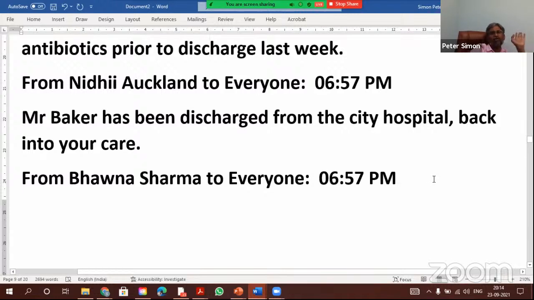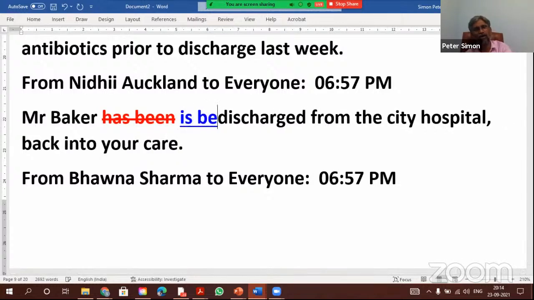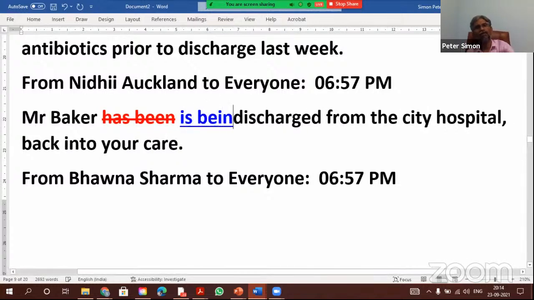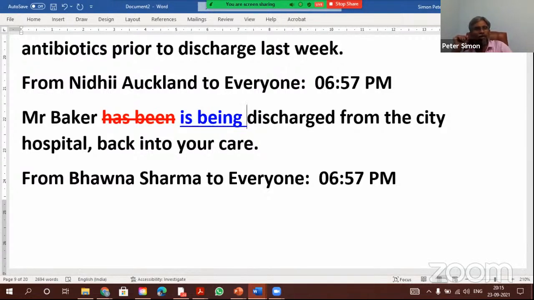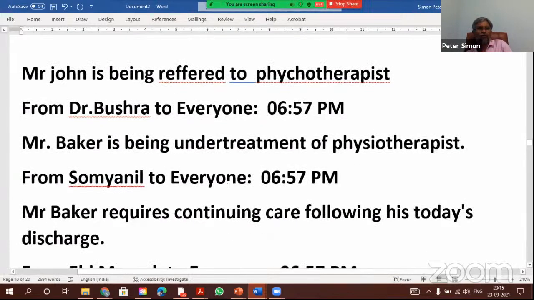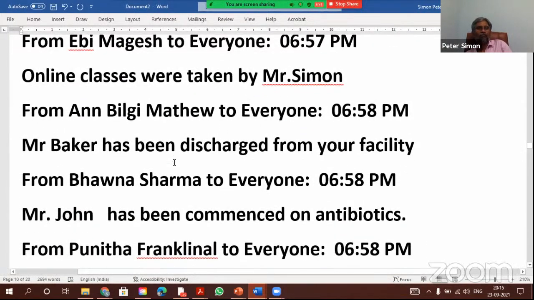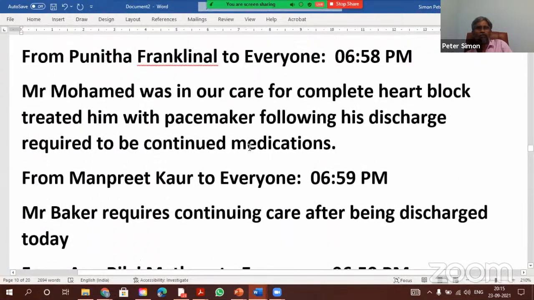Mr. Baker has been discharged from the city hospital back into your care. Has been discharged means finished? No, is being discharged. Now has been means finished. Now it is happening while discharging. Already discharged, then why would you write a letter? So he is being discharged from the city hospital back into your care. No need for a comma. Okay. Right. Mr. Baker is being discharged from the city hospital back into your care. Okay. So like this. Fine.